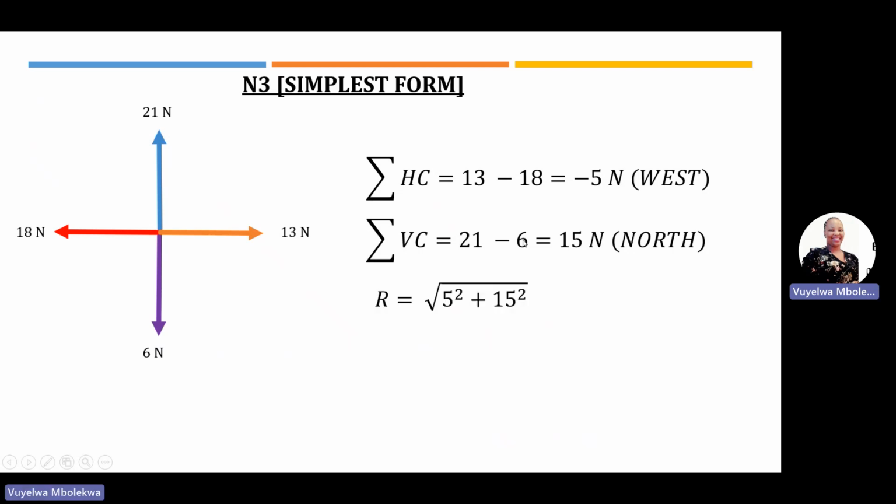Then to get the resultant of these two, remember now the 5 Newton is your X force and your 15 Newton is your Y force, your vertical force. So you get a resultant of those two. If you were to sketch them, they would look like this, minus 5 newtons. I'm going to show you shortly. And then 15 newtons. If you were to sketch them, they would look like this.